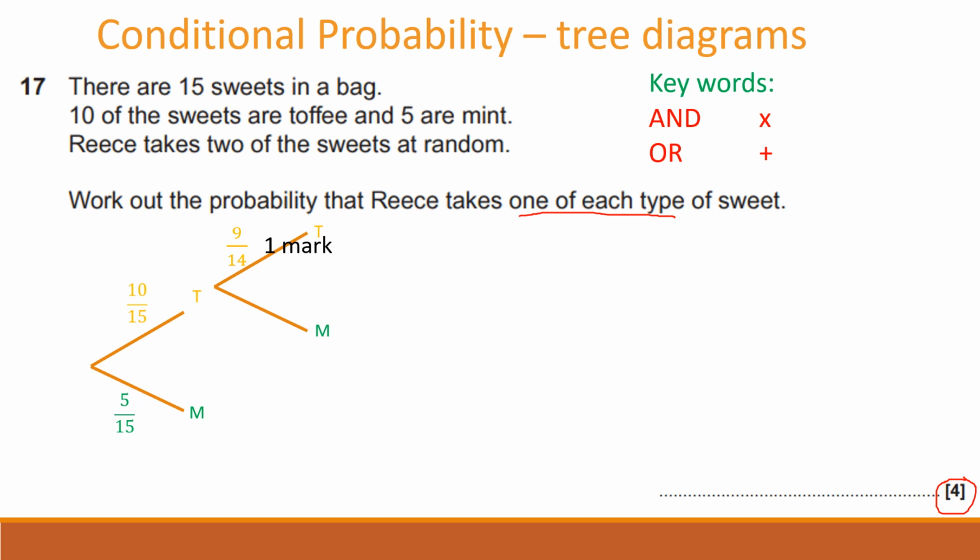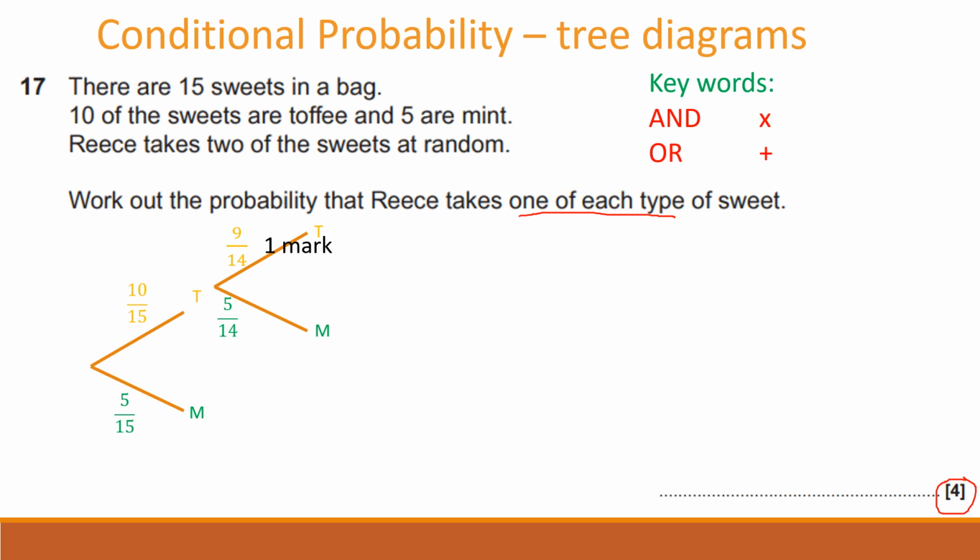These sweets have not been replaced. If it says in the question that it's replaced, the denominator will be the same on both strands. But here there is no mention of the word replacement, so we are taking one out and it's been eaten. There were 10 toffees, now there are only 9 toffees, but there are still 5 mints. So that means there are 5 out of 14 for mint.